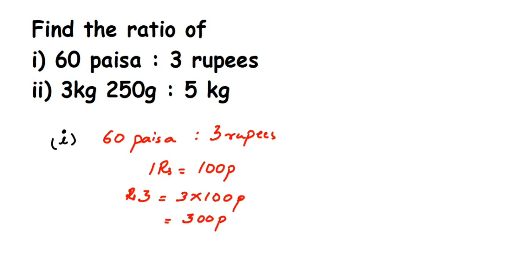Now we're going to find the ratio. So 60 paise is to 3 rupees, which becomes 60 paise is to 300 paise. Now you know that ratios can also be written in fraction form. So this will be equal to 60 paise over 300 paise. The unit p will get cancelled. You can cancel the zeros also, and we have 6 and 30. Cancel it further: 6 ones are 6, 6 fives are 30. So this is equal to 1 by 5.